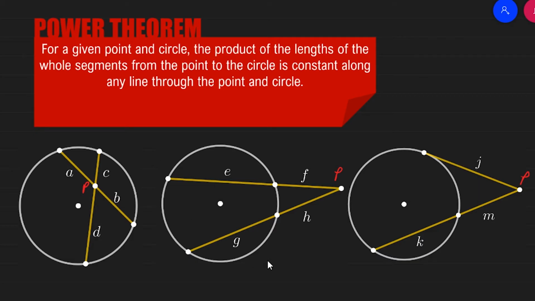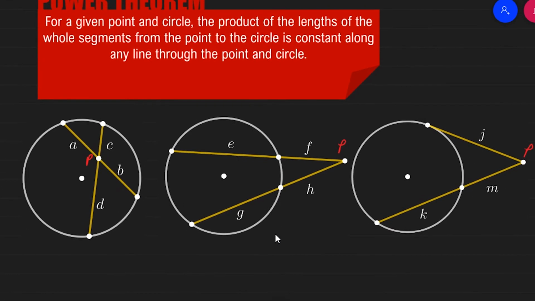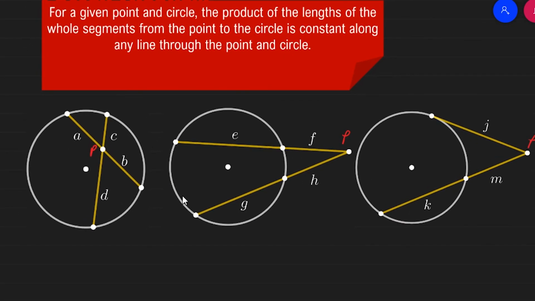So we have three cases here. The first case is where we have two chords intersecting inside the circle at point P. According to the theorem, the product of the lengths of the whole segments from a point to the circle is constant along any line through the point and circle. So if we consider this segment here, then we have segment A and segment B. The product of segment A and segment B, so that's A times B, is constant all throughout. So since we have another segment here, C times D. So that's the first case.